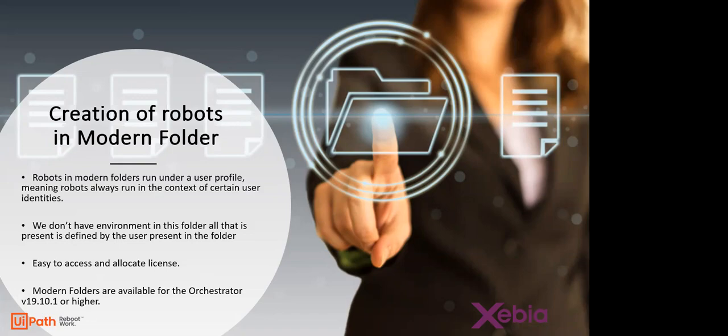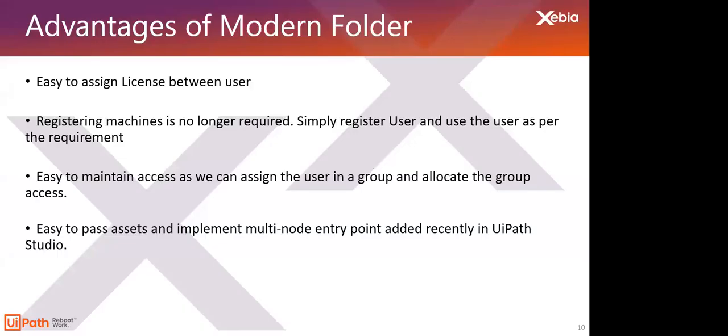And now let's talk about how we can create a robot under this. What are the advantages of using this? The first advantage is that it's easy to assign licenses between users. Registering a machine is no longer required, as I've already told. It's easy to maintain access as we assign the user in a group and allocate the group access. It's easy to pass assets and implement multi-node entry points added recently inside the UiPath Studio. So if we are implementing this, we need to enable this inside the Studio version to allow the person to have multi-node entry points inside an XML file.